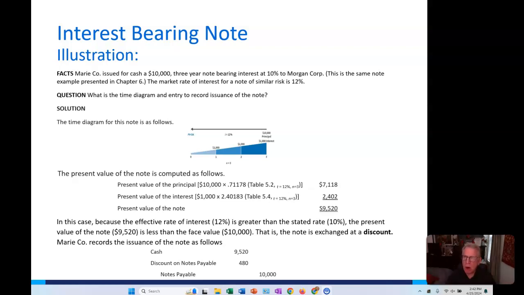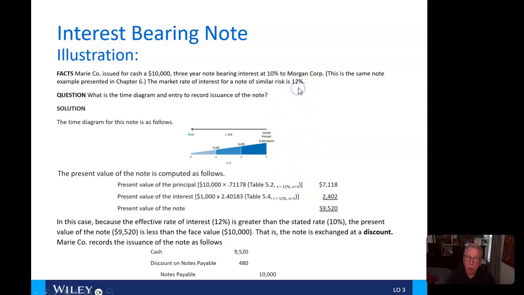And when we left off, we were looking at an illustration of an interest-bearing note. Here, the Marie Company issues for cash a $10,000, 3-year note bearing interest at 10% to Morgan Corporation. This is the same note that we presented in chapter 6. The market rate of interest for a note of similar risk in this case was 12%. So this is going to be selling at a discount.